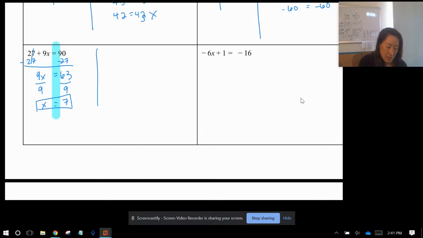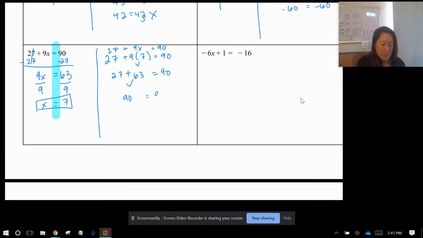Okay, so I have 27 plus 9 times 7. So 27 plus 9x is equal to 90. Okay, 9 times 7 is 63. And then I bring down the 27, add those together. I get 90 is equal to 90, verified. So this is my solution. X is equal to 7.